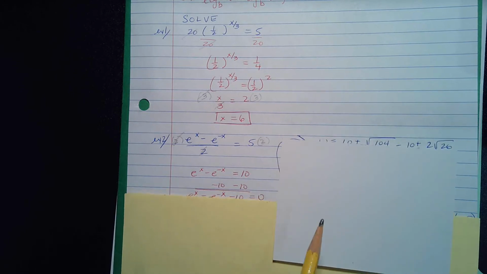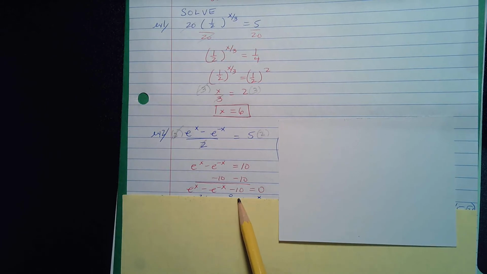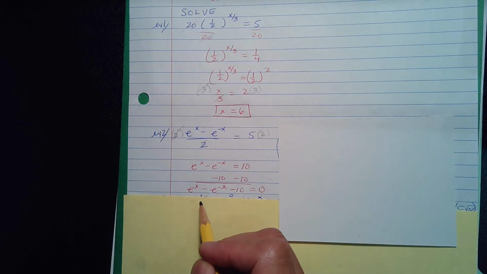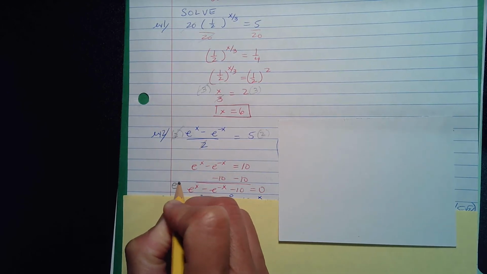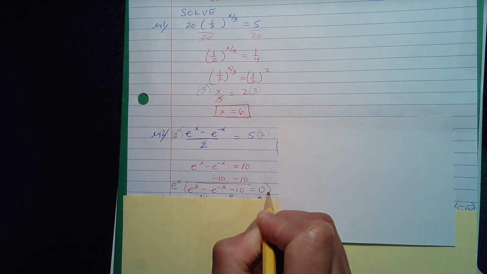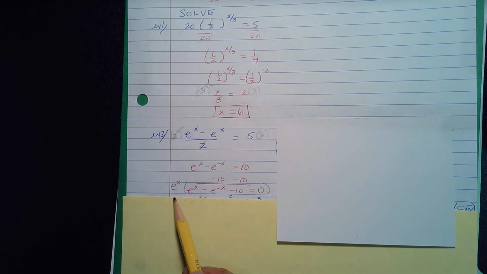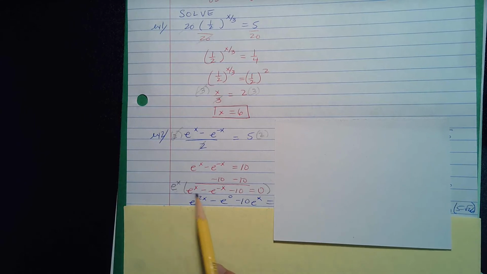I'm going to subtract 10 on both sides. So we now have e to the x minus e to the negative x minus 10 equals 0. So from here, I need to get a quadratic, so we can use the quadratic formula. The next thing I'm going to do is multiply everything by e to the x. When I do that, e to the x times e to the x is e to the 2x, because when you multiply base numbers, you add the exponents. E to the x times e to the negative x is going to be e to the 0. And e to the x times negative 10 is negative 10 e to the x.